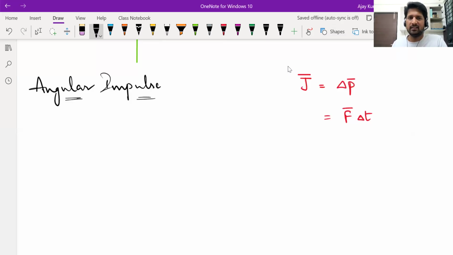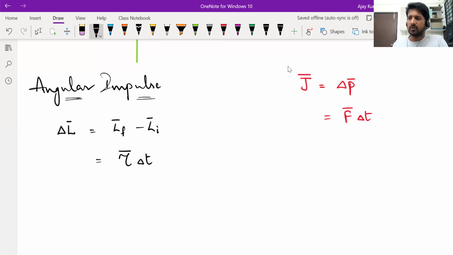Linear impulse is change in linear momentum. Angular impulse will be change in angular momentum. That's all. So there's no particular symbol also for it. We just write delta L, which is change in angular momentum. If you want to calculate it, you can calculate it as final angular momentum minus initial angular momentum. You can also calculate it this way. Torque multiplied with the time for which the torque acts.